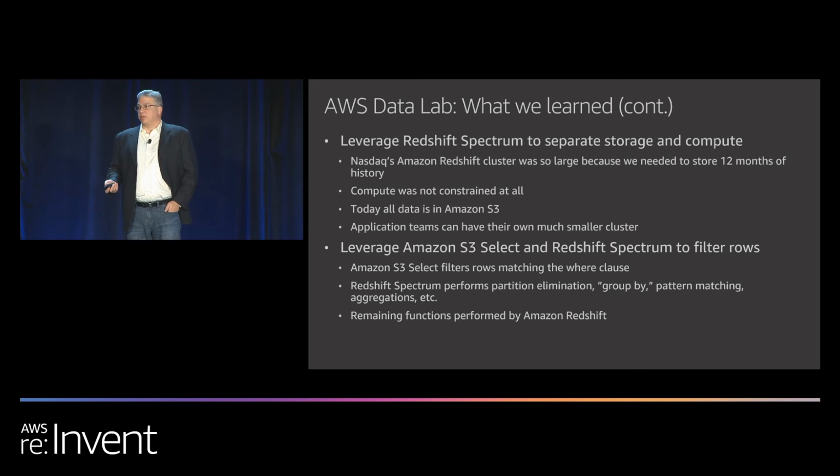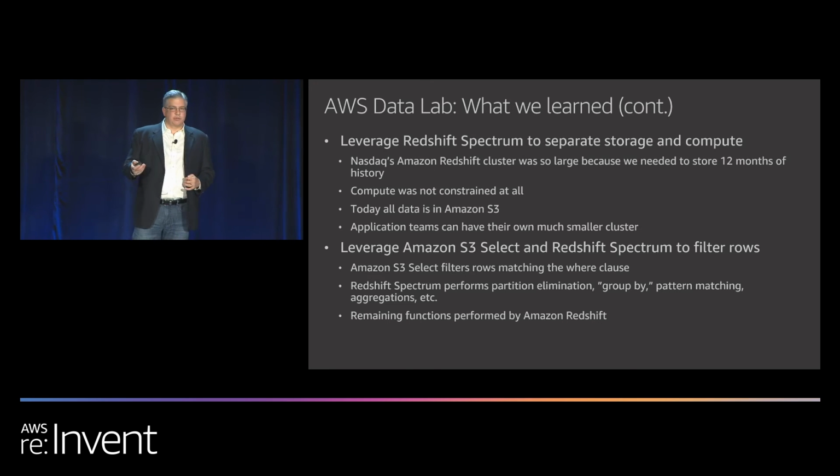Spectrum is going to do the partition elimination. It's also going to do some aggregations, some pattern matching. We heard earlier in the week that they added Bloom filters and other things like that to Spectrum. So Spectrum's getting smarter and is able to do work at that layer versus at the Redshift layer. And anything that's left, Redshift does and returns to the client.